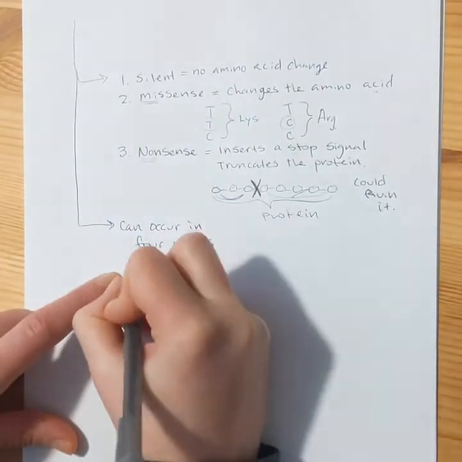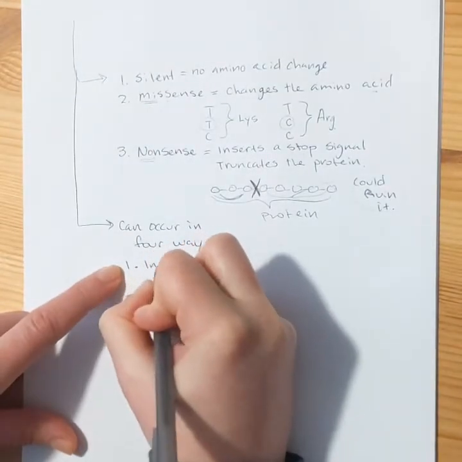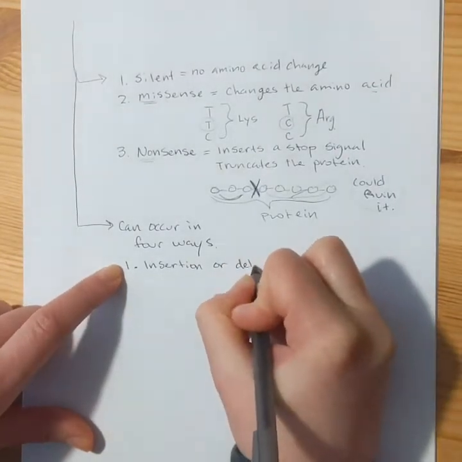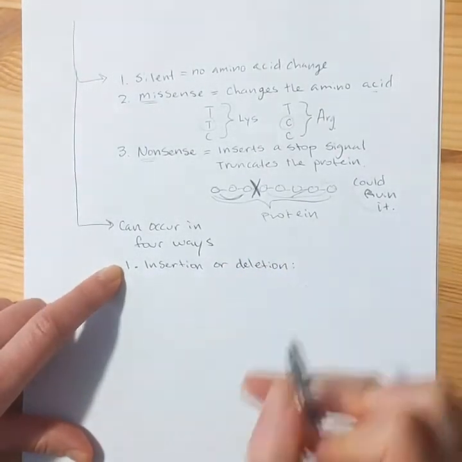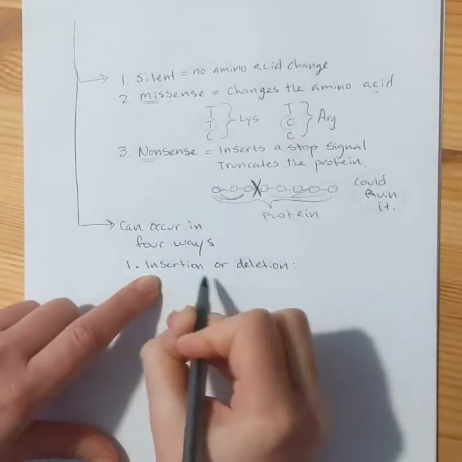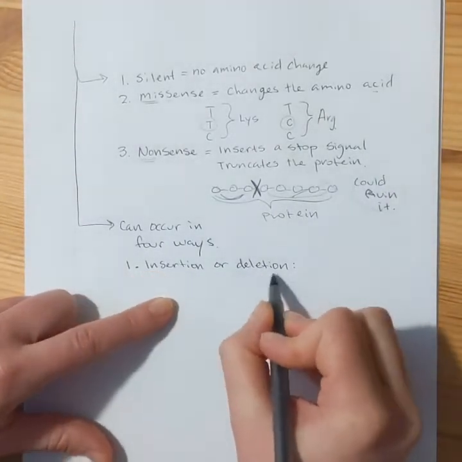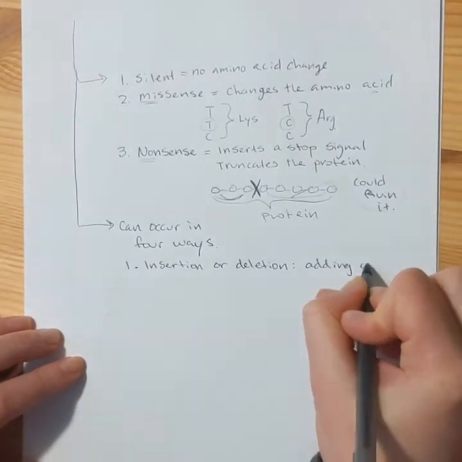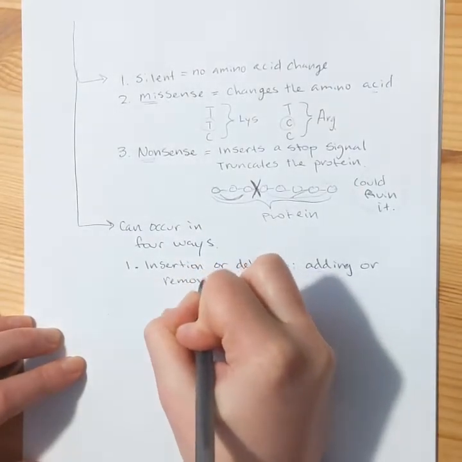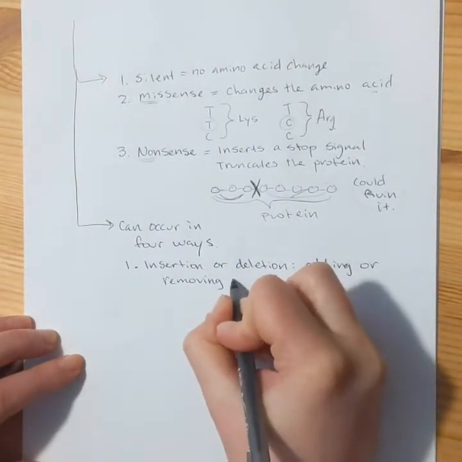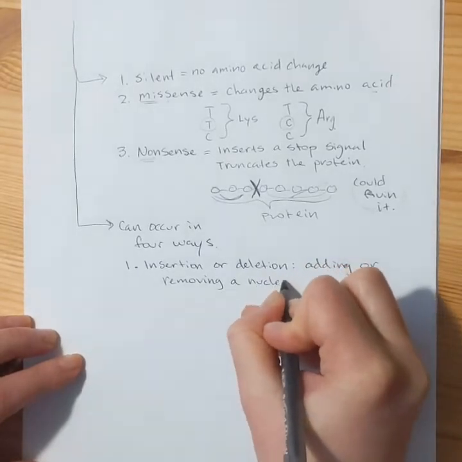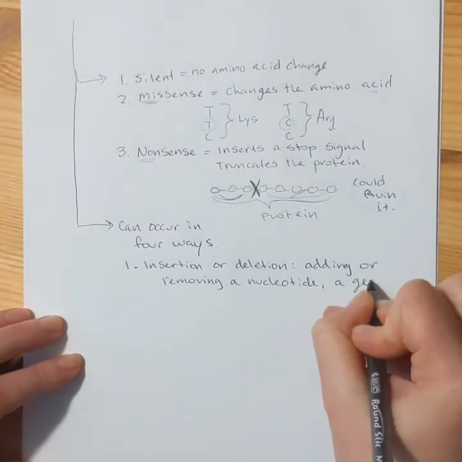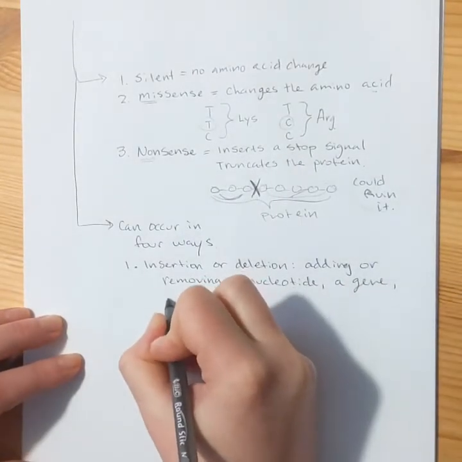The first thing that can happen is an insertion or a deletion. An insertion is adding more genetic information. A deletion is removing genetic information. And this could be adding or removing a nucleotide, a gene, or a whole piece of a chromosome.